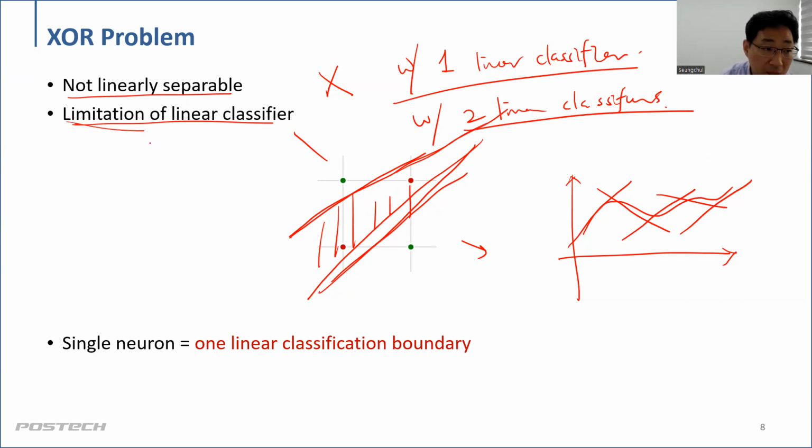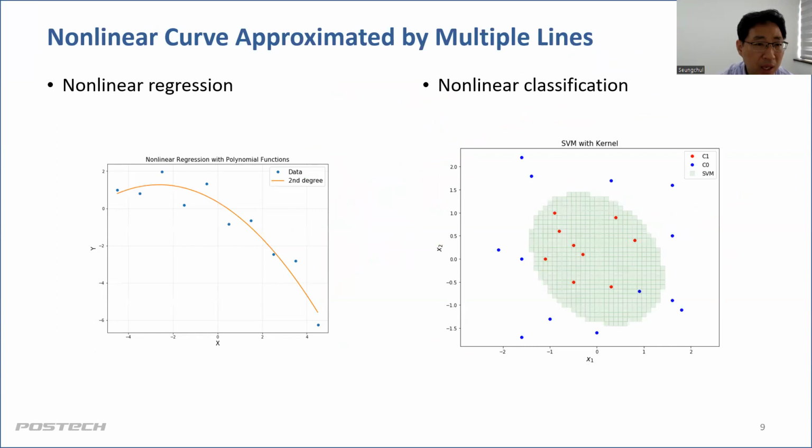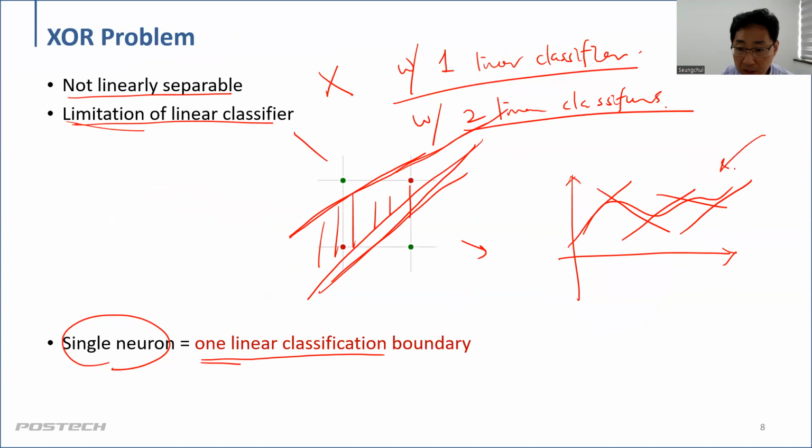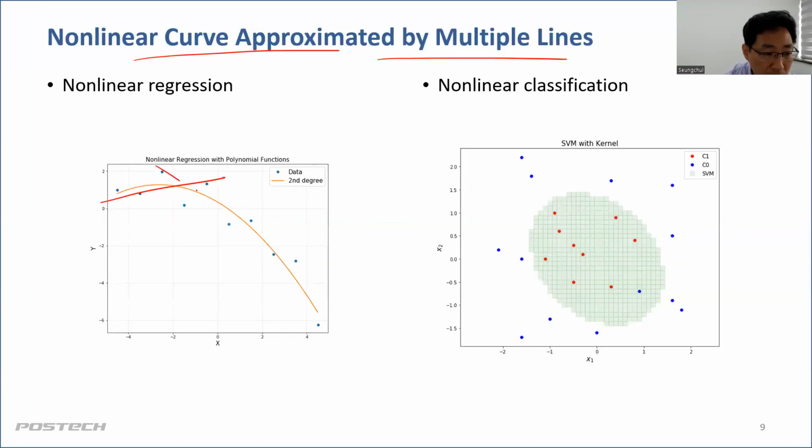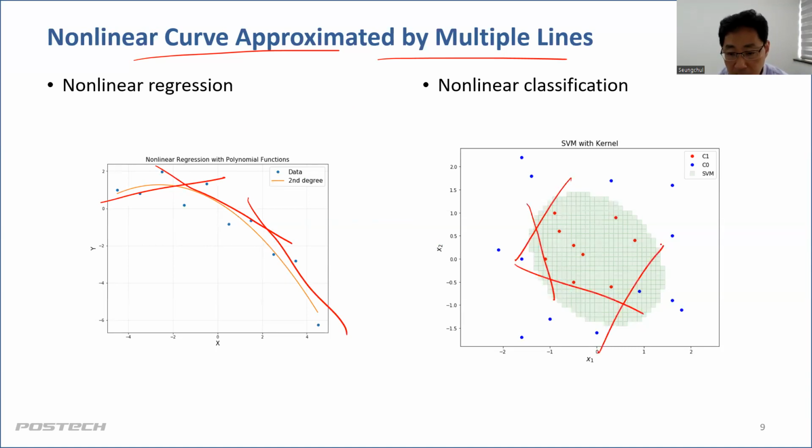This is obvious; these are the big limitations. A single neuron corresponds to one linear classification boundary. So again, a nonlinear curve is approximated by multiple lines, like what I explained here. For regressions, it's also multiple lines. For nonlinear classifiers, you can think of it like that. I guess you have the basic conceptual understanding.